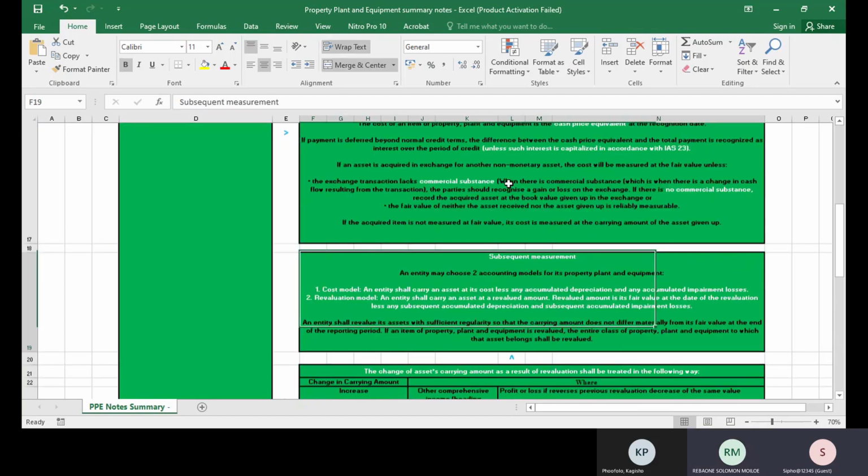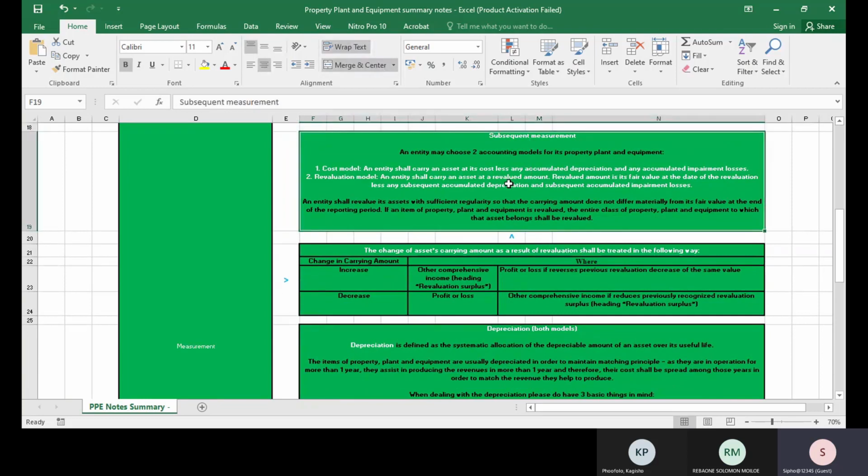Now, subsequent measurement. Subsequent measurement is when you have recognized the asset and initially measured the asset, so now the asset is sitting in your balance sheet. Now you need to know, how do I subsequently measure the asset? You understand?